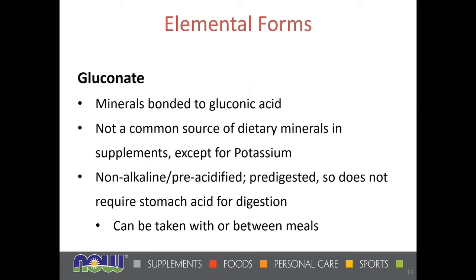Now, gluconate is a form that's kind of an old school form. A lot of the capsules and tablets used to be as gluconates in the past as the chelated form. Nowadays, we have the citrates and other forms that are probably more advanced, but similar. Really, the main one you'll find as a gluconate nowadays is potassium. And again, it has the similar properties to the other chelates: non-alkaline, pre-acidified, pre-digested, take with or without meals.